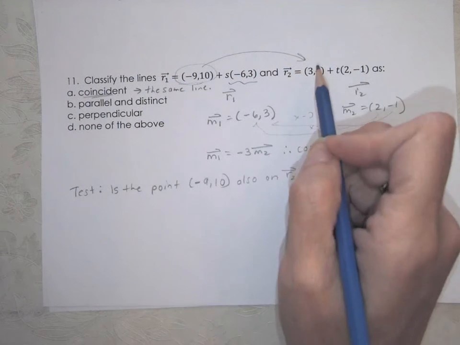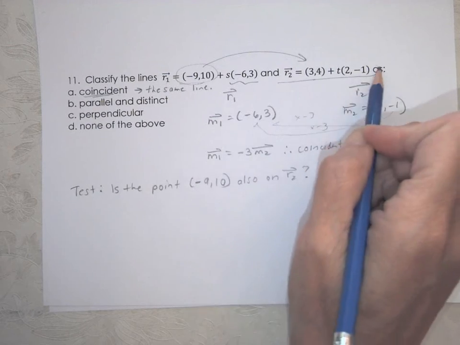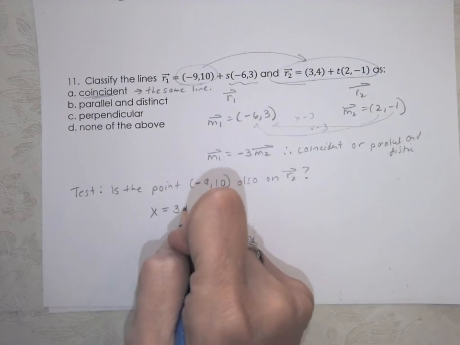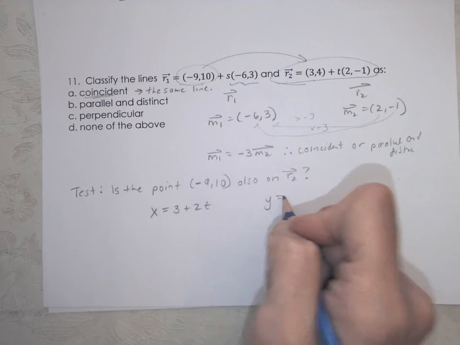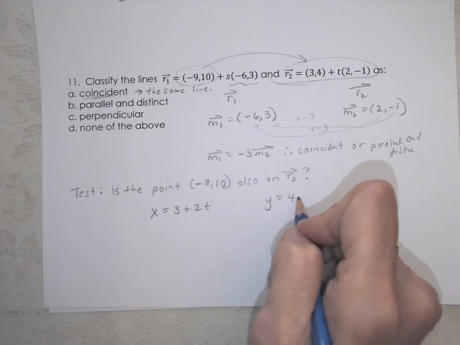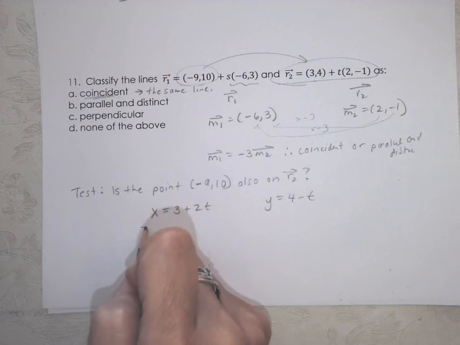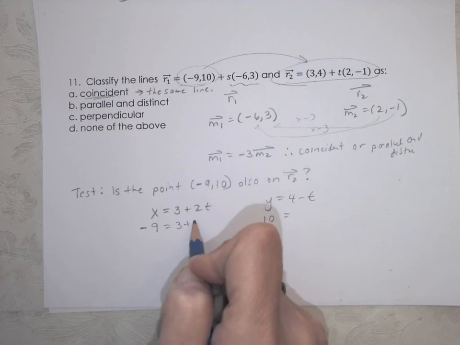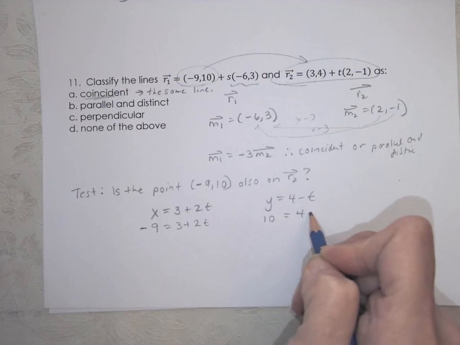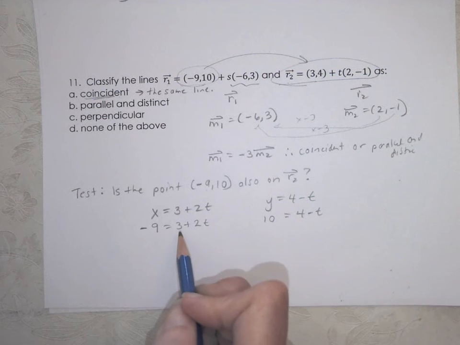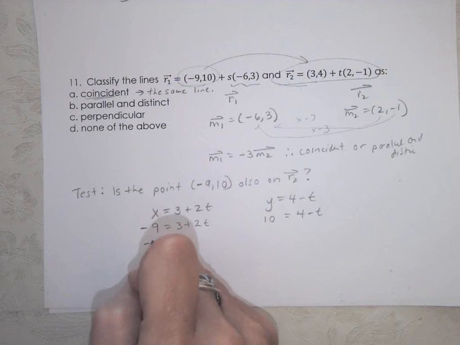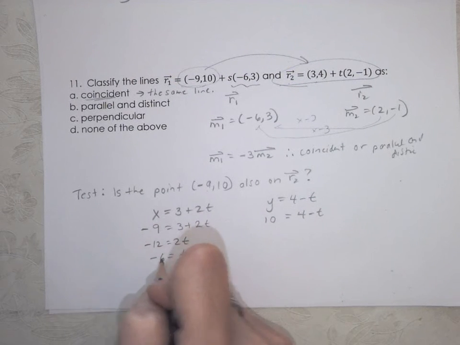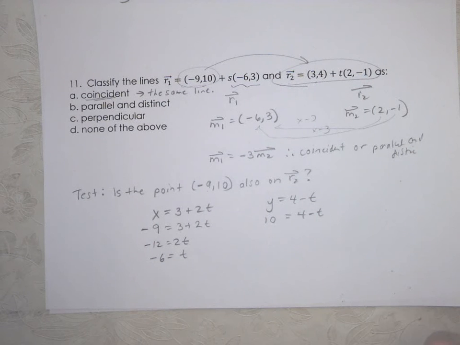I would say parametric equations. So let's get the parametric equations of this line. So I know that to get an x, it would be 3 + 2t. And to get a y, it would be 4 - t. Now we're testing to see if the point x being -9 and y being 10 is on this second line. And if it is, we'd have to get the same t in both cases. So I would subtract 3 on both sides, divide both sides by 2, and I would get t is -6 when x is -9.